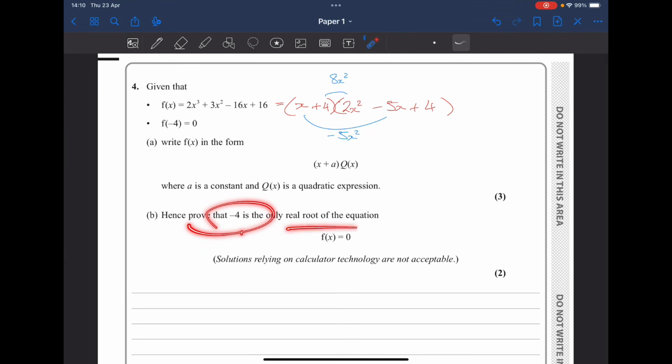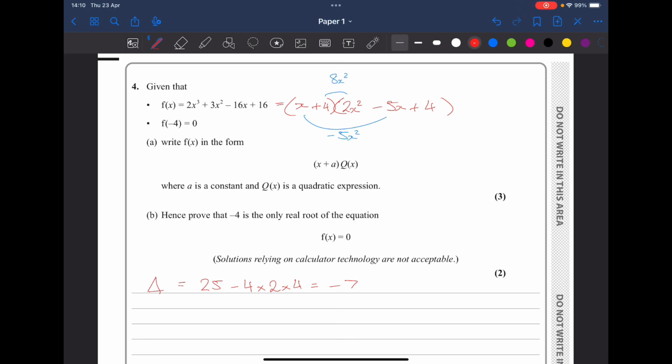Prove that minus 4 is the only real root. So let's look at the discriminant of q. So the discriminant is b squared minus 4ac. So b squared 25, take away 4 times the a of 2 times the c of 4. What is that up to? Looking at this, we have that 16 times by 2 is 32. So 25, take the 32, is negative 7. That is a negative number, so therefore less than 0. So that tells us that we have no real roots.